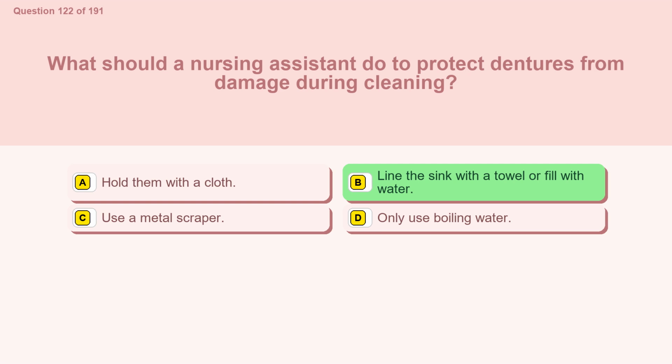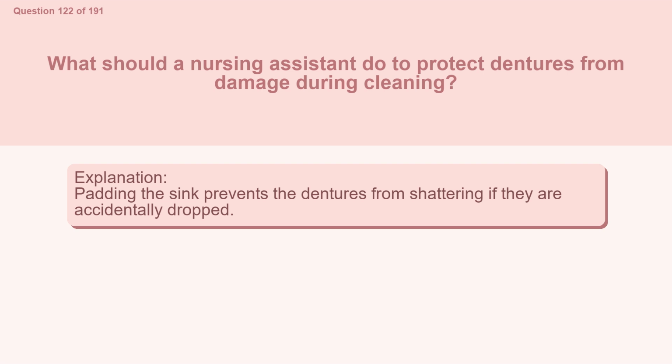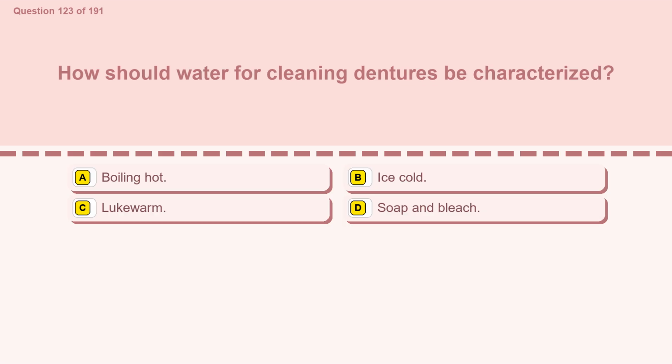The correct answer is option B, line the sink with a towel or fill with water. Padding the sink prevents the dentures from shattering if they are accidentally dropped. Question 123. How should water for cleaning dentures be characterized? Option A, boiling hot. Option B, ice cold. Option C, lukewarm. Option D, soap and bleach.